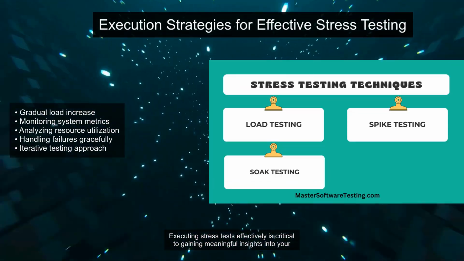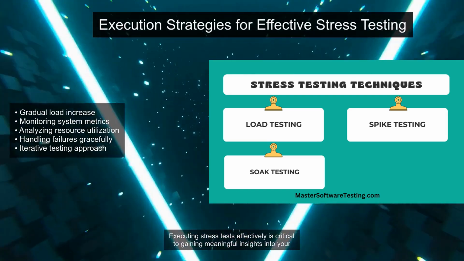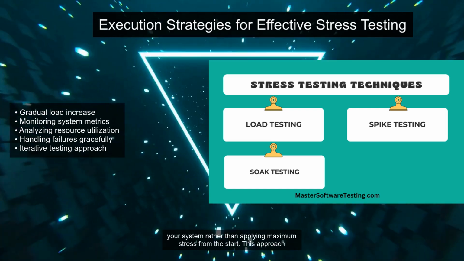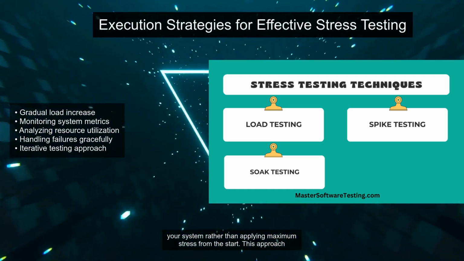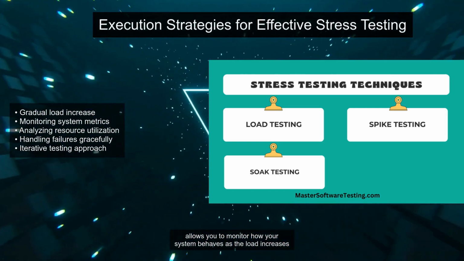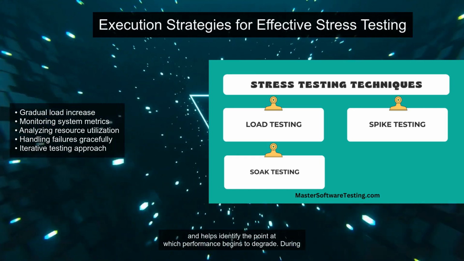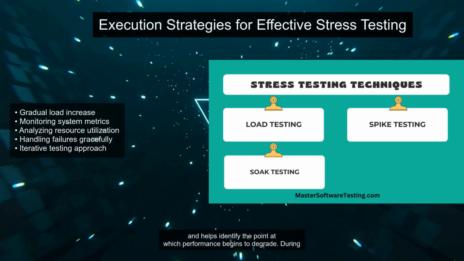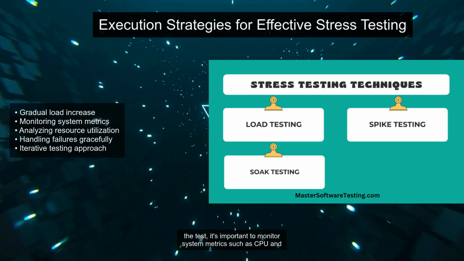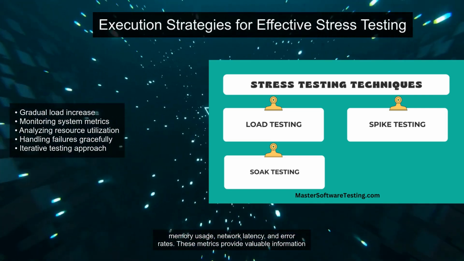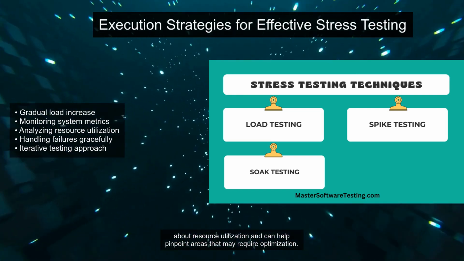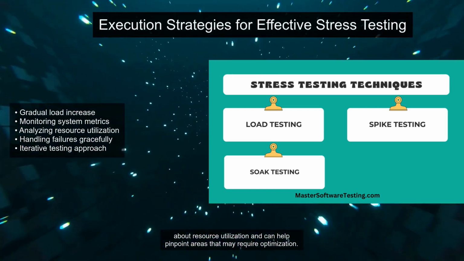Executing stress tests effectively is critical to gaining meaningful insights into your microservices' performance. One key strategy is to gradually increase the load on your system rather than applying maximum stress from the start. This approach allows you to monitor how your system behaves as the load increases and helps identify the point at which performance begins to degrade. During the test, it's important to monitor system metrics such as CPU and memory usage, network latency, and error rates. These metrics provide valuable information about resource utilization and can help pinpoint areas that may require optimization.